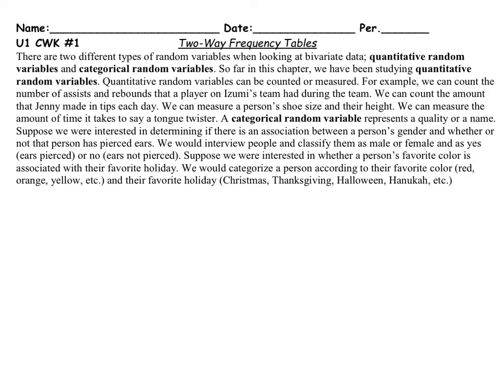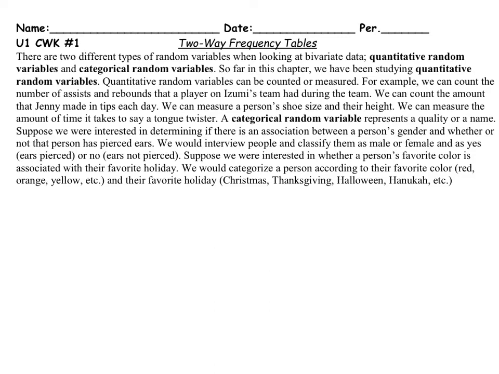So far in this chapter we have studied quantitative random variables. Quantitative just means that there's some kind of value associated with it, specifically in numbers. Quantitative random variables can be counted or measured. For example, we can count the number of assists and rebounds that a player on a Zoomies team had during the game. We can count the amount that Jenny made in tips each day. We can measure a person's shoe size and their height. We can measure the amount of time it takes to say a tongue twister.